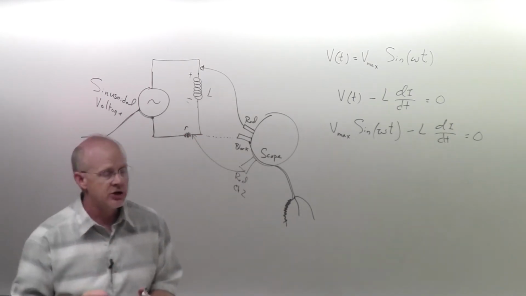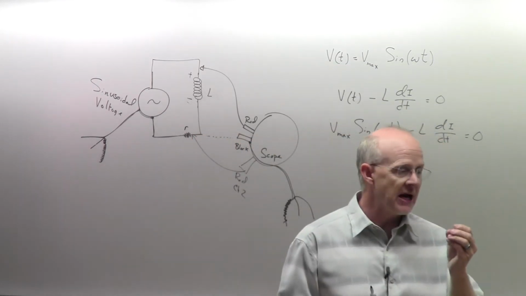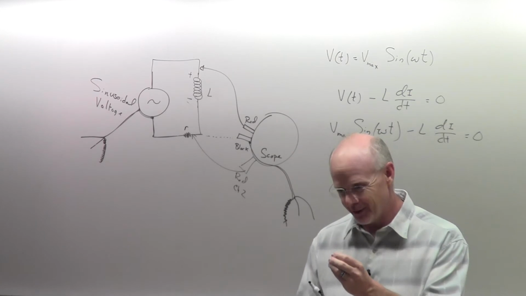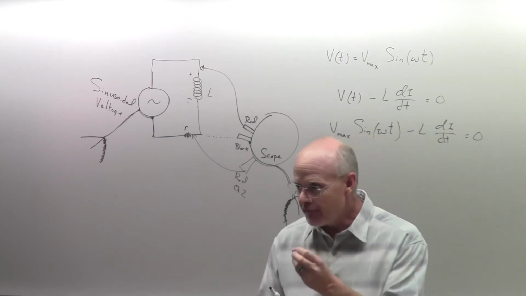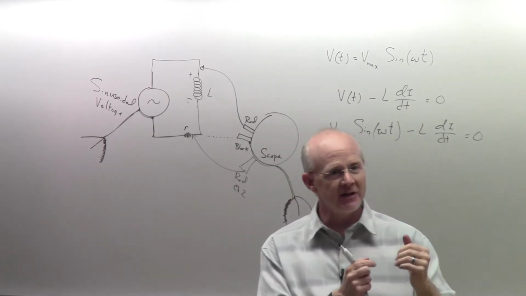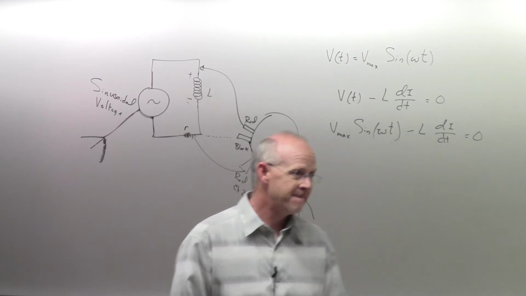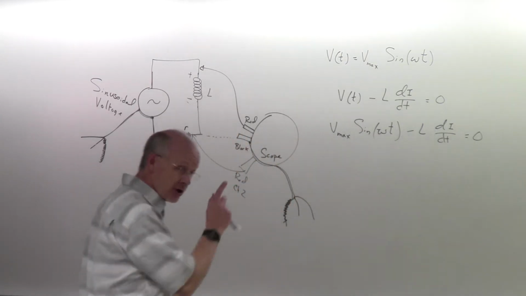And here's what's neat. One of two things I want you to see about this inductor is the amount of current is now going to be highly dependent on what frequency we're on. High frequencies will really oppose the current. Low frequencies will not. All right? Let's see it in the math. Can you solve this for current?